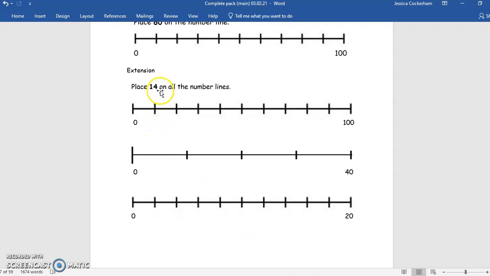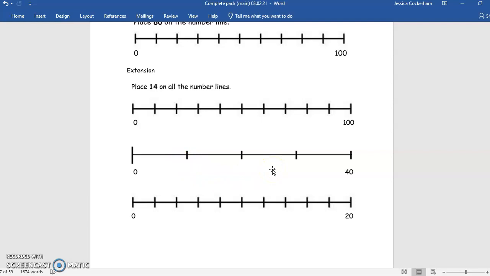A little extension task, which is a little bit harder. It says here, place 14 on all of the number lines. You've got to estimate where you think 14 would go. I'm not going to help you with this one, but I'm going to say that these number lines are all different. They all start at 0 though, we can see that, but they don't all end in 100. One ends in 100, one ends in 40, and one ends in 20. I'd like you to put 14 on these number lines. You won't be putting them where these lines are here though, maybe. You might need to put your own line in these number lines, okay?